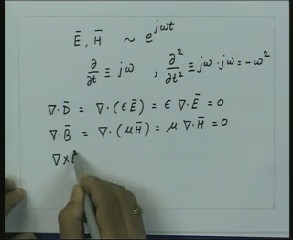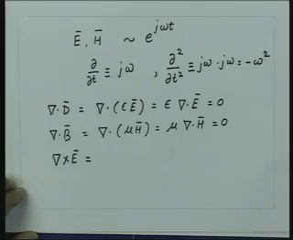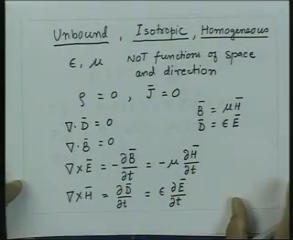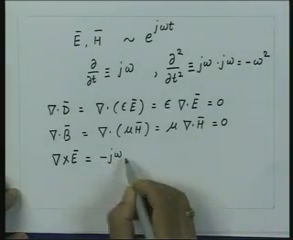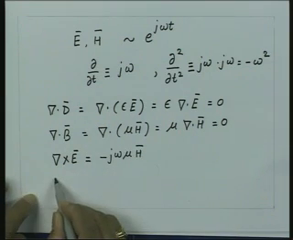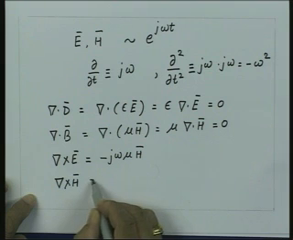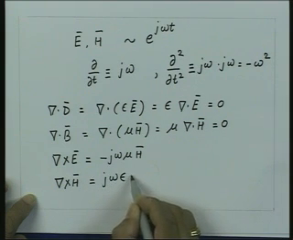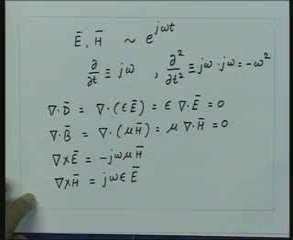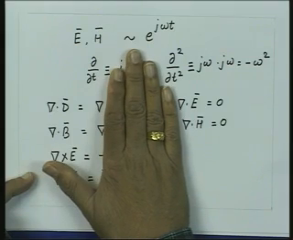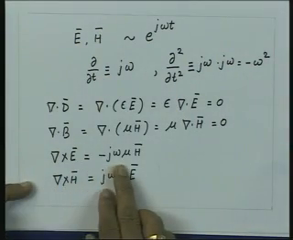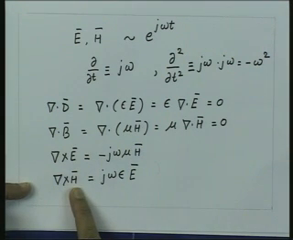Del cross E now, if I substitute for the time derivative, which is equivalent to multiplying by j omega, this equation is minus j omega mu into H, and del cross H is equal to j omega epsilon into E. So, for an unbound homogeneous medium, essentially the Maxwell's equations are: del dot E is equal to 0, del dot H also is equal to 0, del cross E is minus j omega mu H, and del cross H is equal to j omega epsilon E.